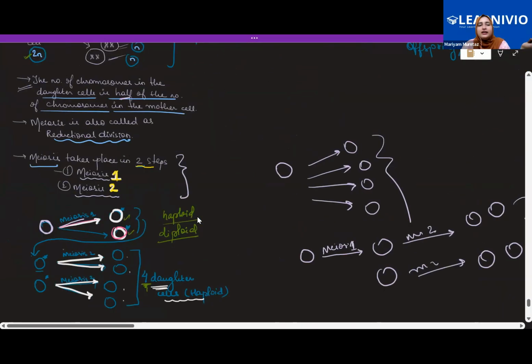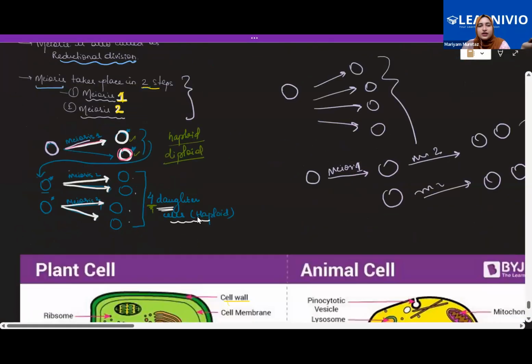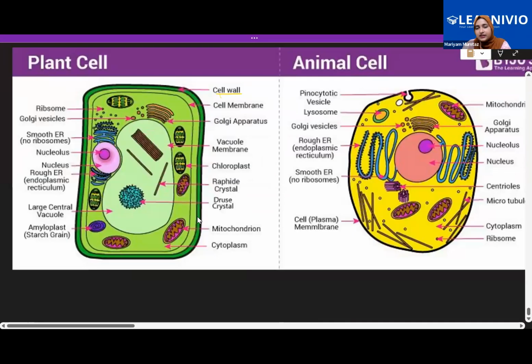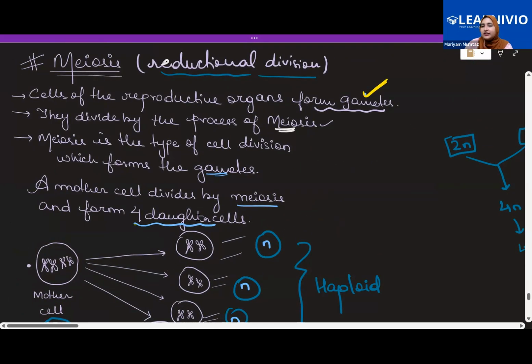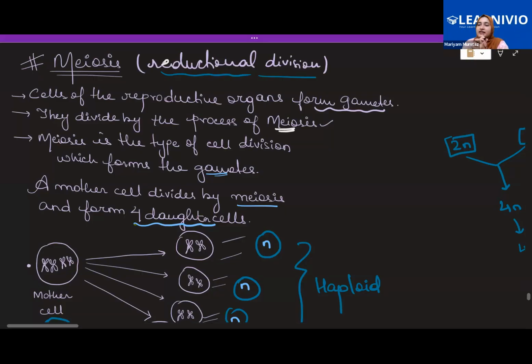Okay. And where is this meiosis used? Now remember that it is used for the formation of gametes. Whenever the gametes are needed to be formed, like the male gamete, the female gamete, meiosis is the division that will be taken. Clear?